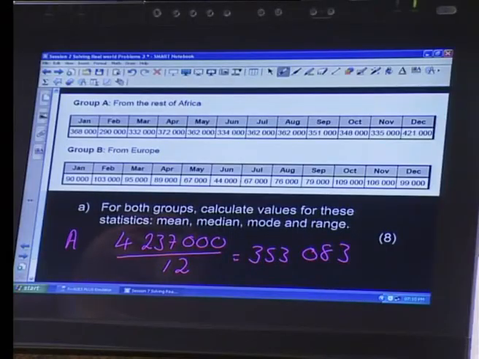So on average, or our mean average, we're saying every month from Africa, we're getting around about 353,000 people walking through our airports or across our borders or through the port in Durban or Cape Town or Port Elizabeth. Generally, 353,083 people per month are visiting South Africa from Africa. We would do the same with Europe. We'd add up all those figures and divide by 12.